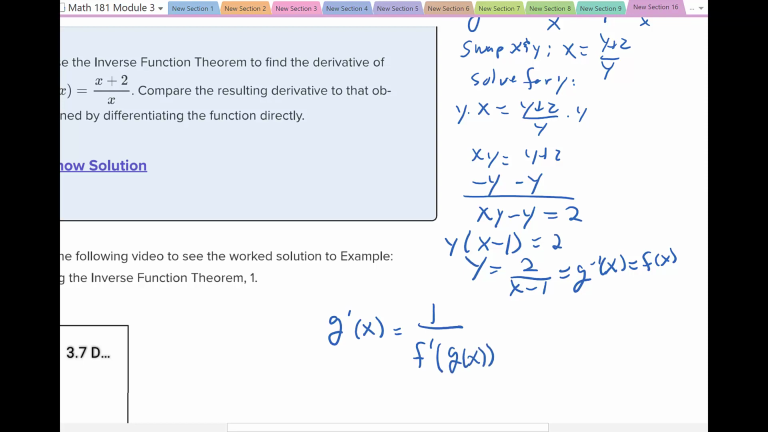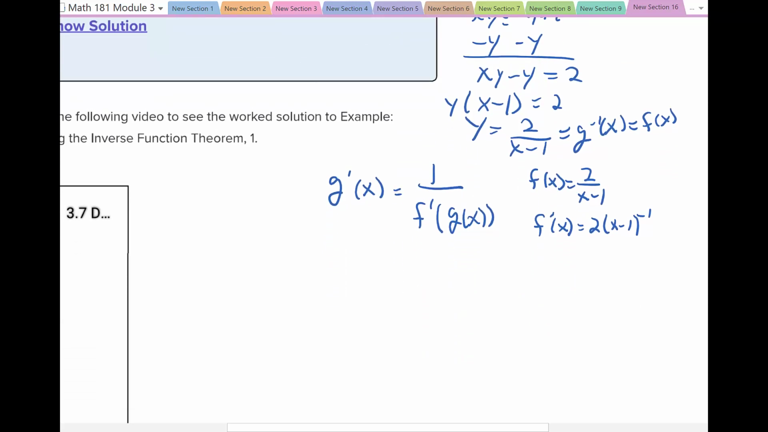So if that's our f, we need f prime of x. Let's make this easier on ourselves. So f of x is 2 over x minus 1. That is 2 times x minus 1 to the negative 1. Sorry, that's just still f of x.